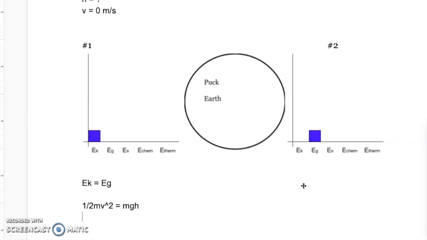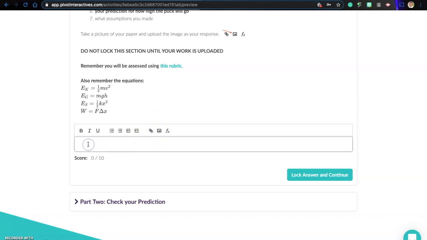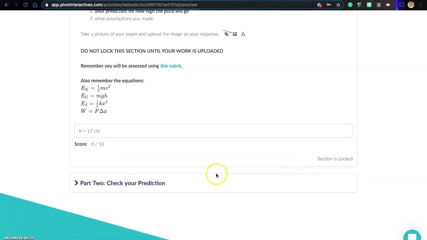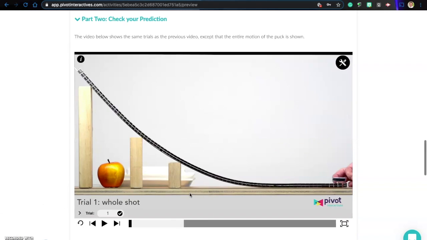So let's put some numbers in this. I'll ignore the mass because it divides out. So 1/2 times 1.85 squared equals 10 times H, where my gravitational field strength is 10. So I end up with an answer of H equals 0.17 meters, or 17 centimeters. For now, just so you can see, I can write 18 centimeters. I'll lock that answer in, and then I'll go to my prediction.